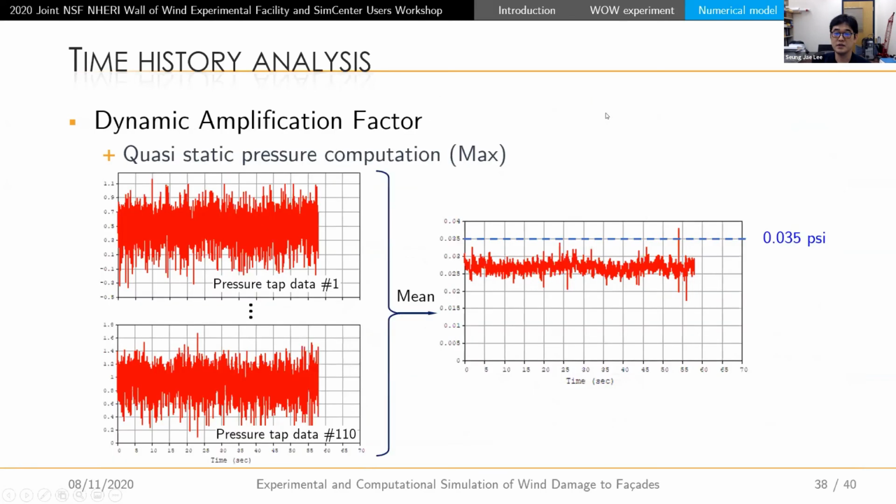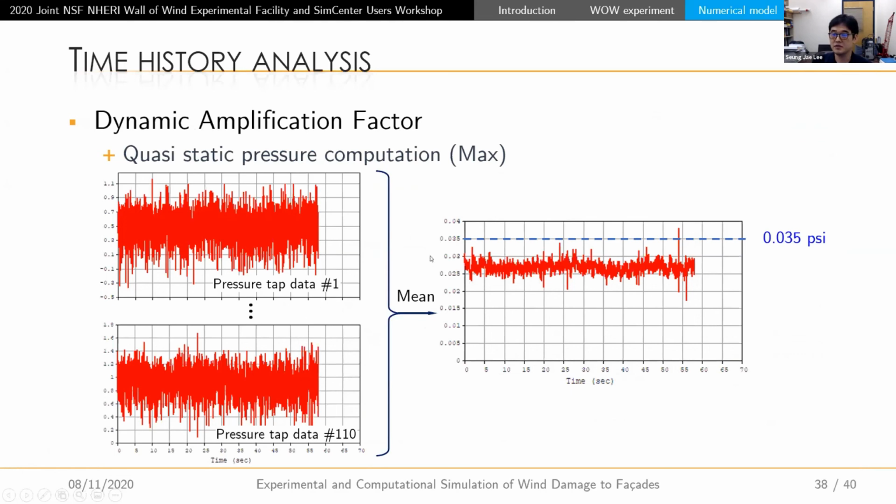And then we wanted to see, well, 50 miles per hour is not much compared to Category 5 hurricane wind speed, but we just wanted to see how much dynamic amplification is shown. So we could get the mean pressure time history from the pressure tap data.